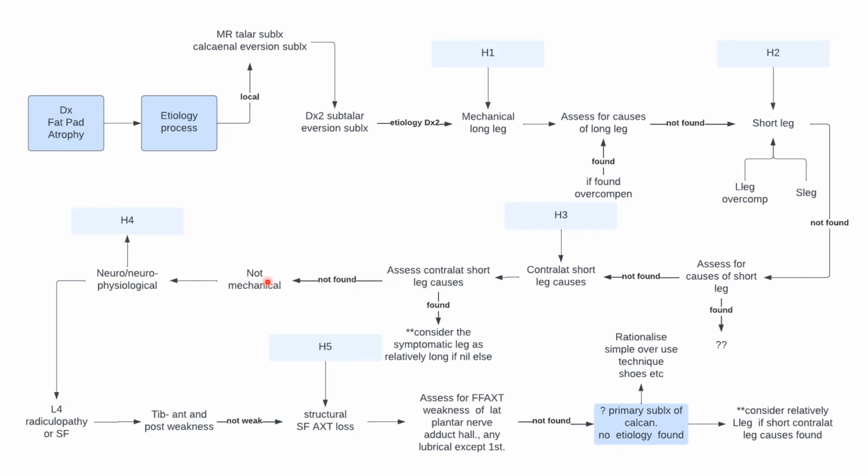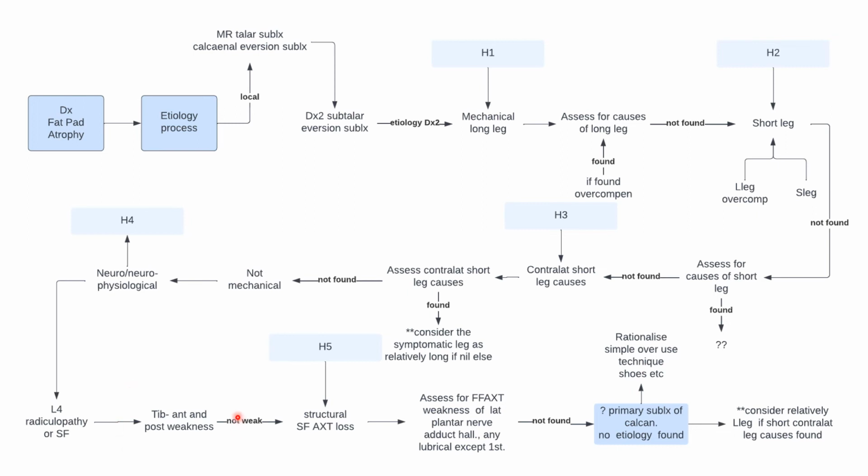And what you can say now, it doesn't seem to be mechanical. It's not related to the leg length difference. It's not really related to any forces being generated at the foot. So what else have we got? Neurophysiological. So we come up with H4, which is neurological or neurophysiological. So the one to look for is the major supporters of the arch, the intrinsics and the tibialis anterior and posterior. So it's L4 or it's S1. Now we're going to concentrate on L4 and we're going to look at weakness of the tibialis anterior and posterior.